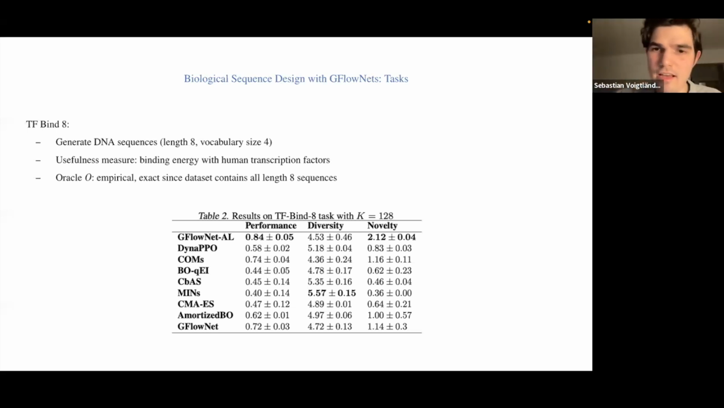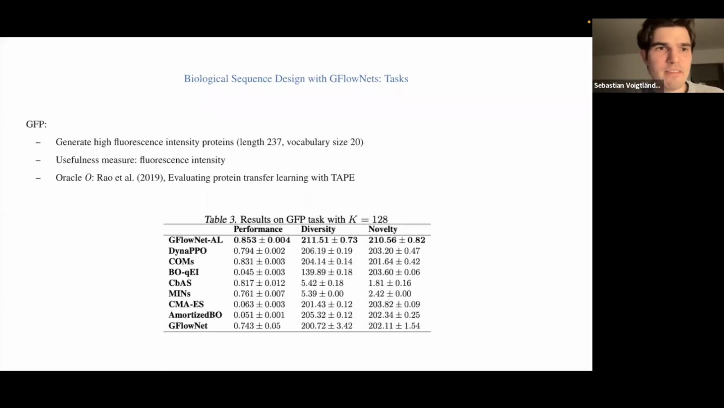Cool, thanks. The last task is again a protein design task, which has a much larger state space. The task is to generate high fluorescence intensity proteins, something I've been very acquainted with in the lab over the past 3 years. The vocabulary size again is 20 and the length is 237. The usefulness measure here is simply the fluorescence intensity, and the oracle is a model taken from the literature. Also here you can see that the performance, diversity, and novelty scores are highest for GFlowNet in the active learning setting.